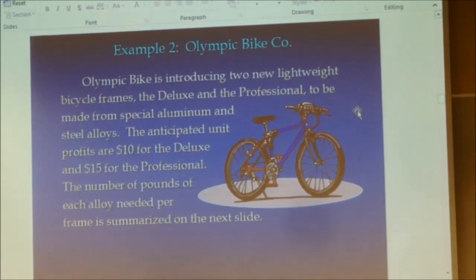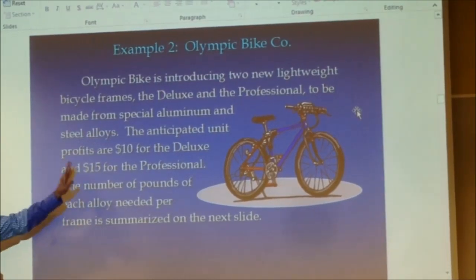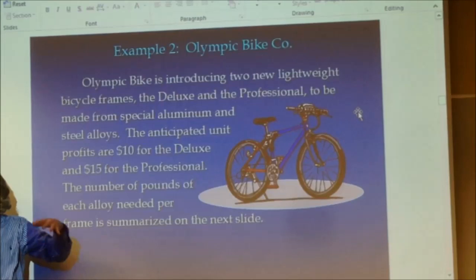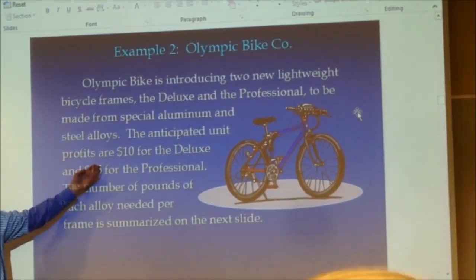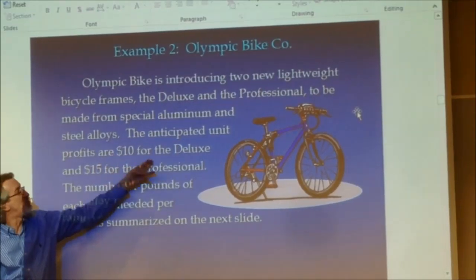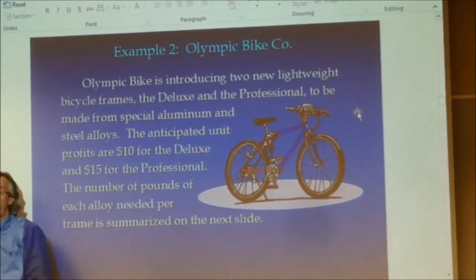You guys put your mind in the mind frame. You're working at this company. It's a bike manufacturing company. We got these 2 frames, deluxe and professional. There's aluminum involved and steel. Different amounts of aluminum and steel in each of these 2 frames. The anticipated profits are $10 per unit of deluxe, $15 per professional.